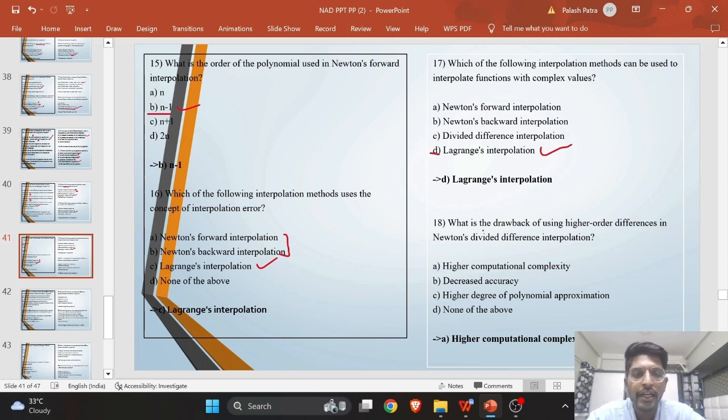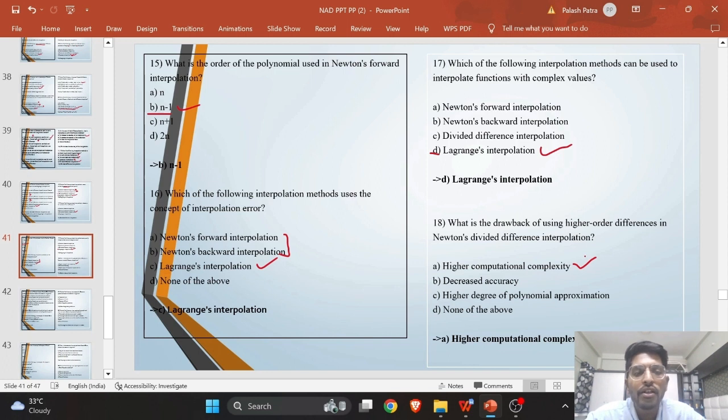And question number 18 says, what is the drawback of using higher order differences in Newton divided difference interpolation? The drawback over here is higher computational complexity. As we all know, the operations used in these methods are very conceptual, and the memory required for them to be computed is very high.